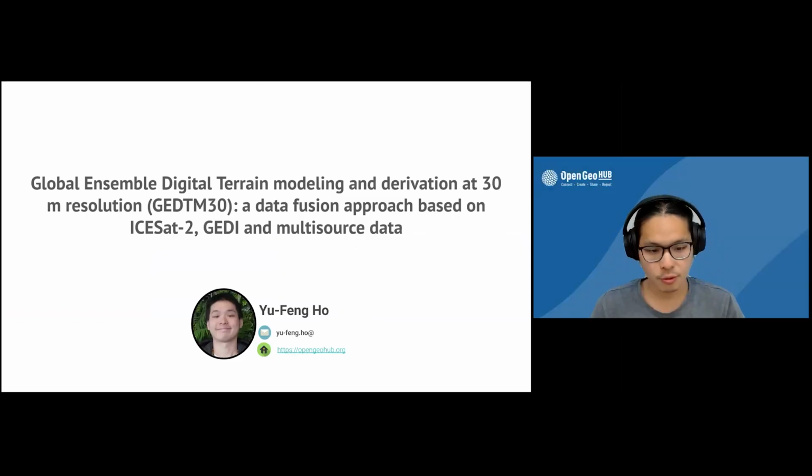Hello, everyone. I'm Yu Fong from OpenGeoHub. Today, I'm going to present my work about the ensemble digital terrain model and its derivations. We're using multi-source data, including spaceborne LiDAR from ICESat and GEDI, and we will dive into more introduction about LiDAR data. Next slide, please.